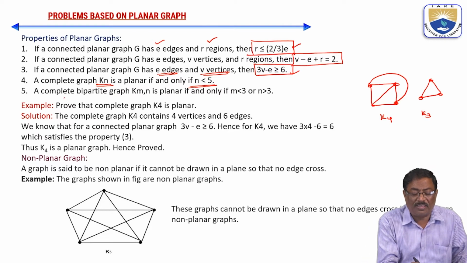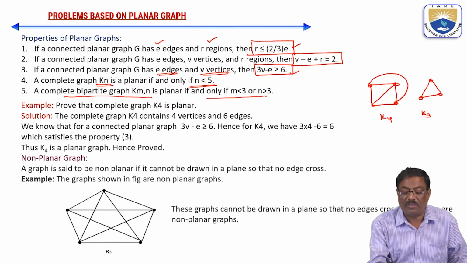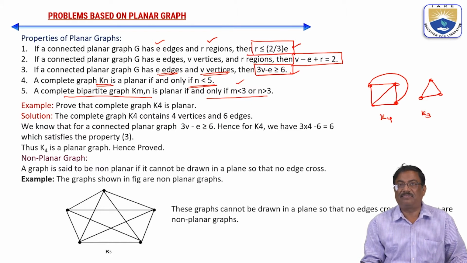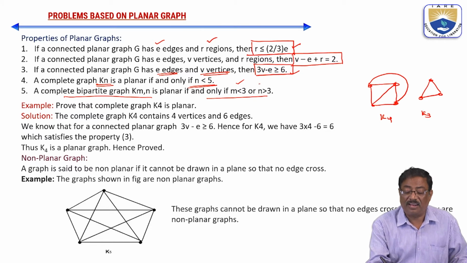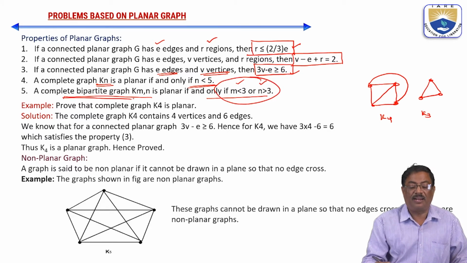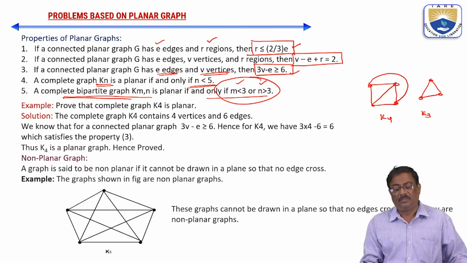Now, another one is the complete bipartite graph. A complete bipartite graph is planar if and only if m is less than 3 or n is greater than 3. Only when this condition is true can we say that the complete bipartite graph is planar. Otherwise, it is not planar.